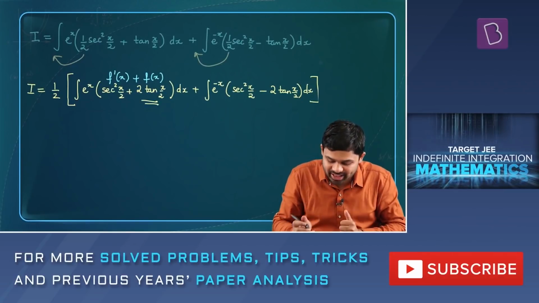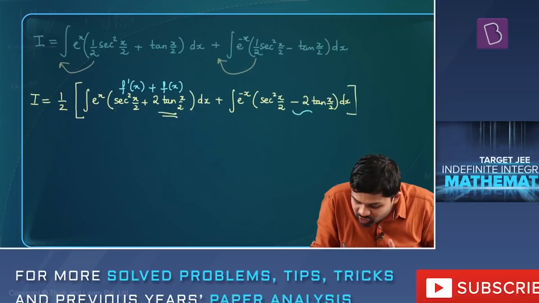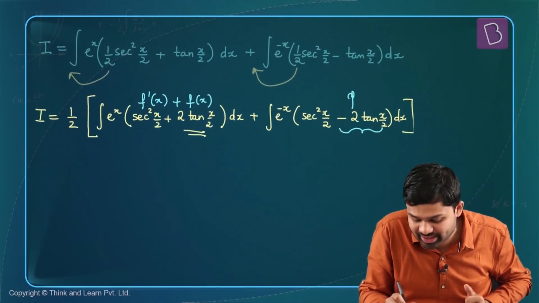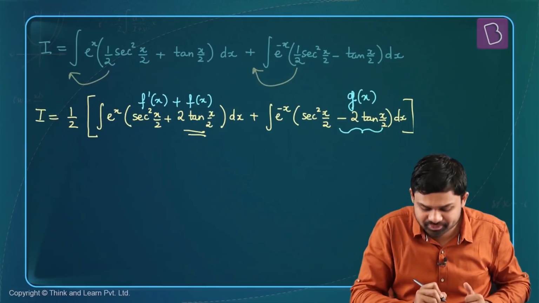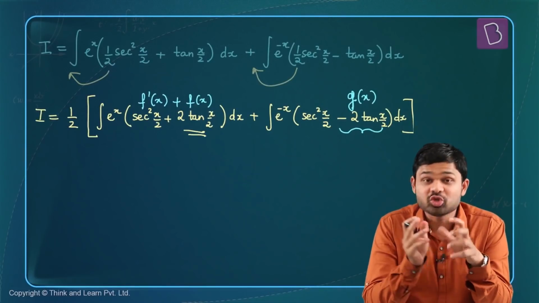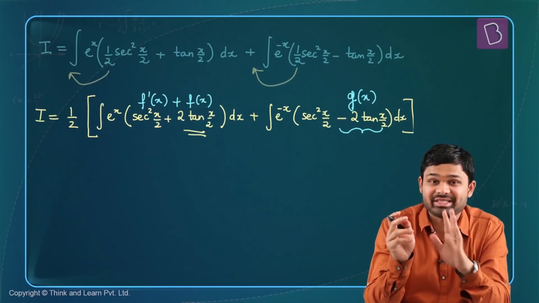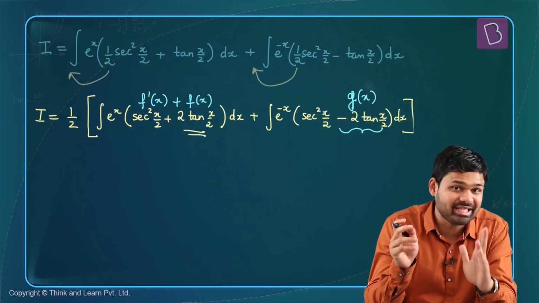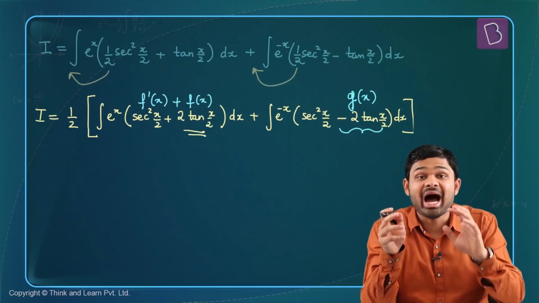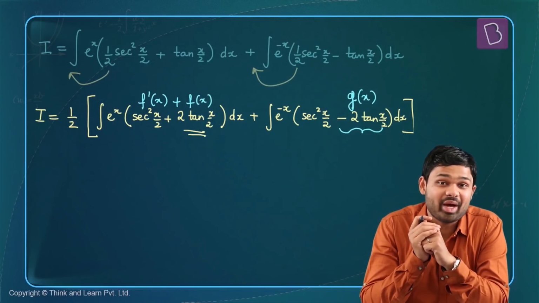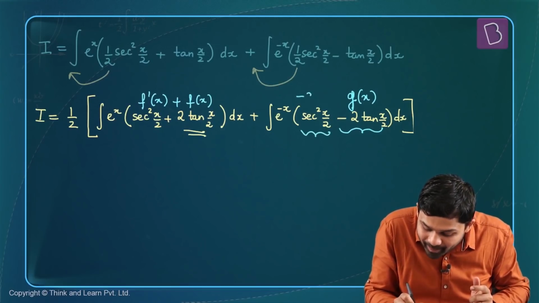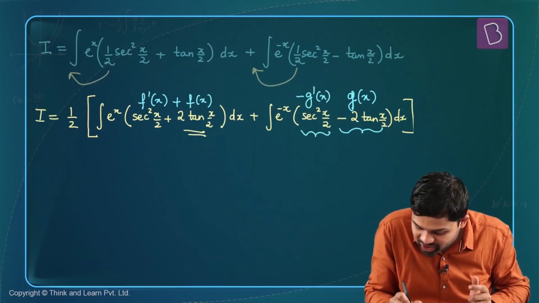Now let's look at the other case. I'm going to consider negative 2 tan x by 2 as my function, or in this case another function g of x. Negative 2 tan x by 2 is g of x. So what is g dash of x? G dash of x is negative 2 multiplying secant square x by 2 into a half. The half and the half cancel, which gives me a negative secant square x by 2 as the derivative. So this is nothing but minus g dash of x.